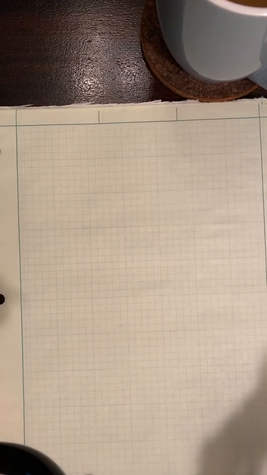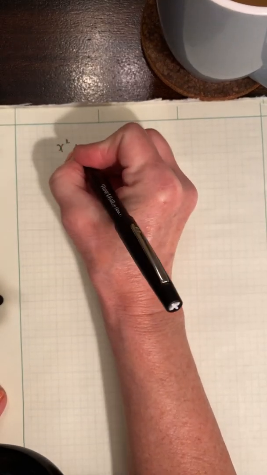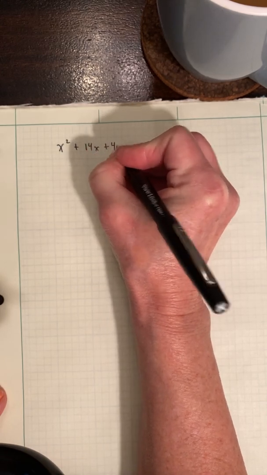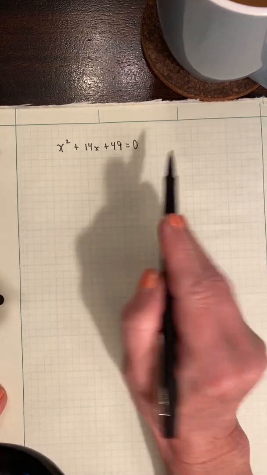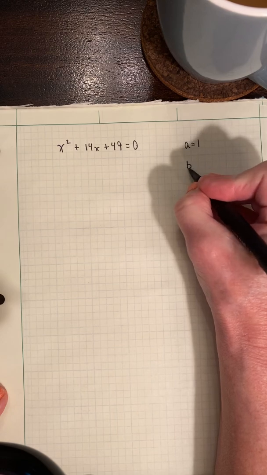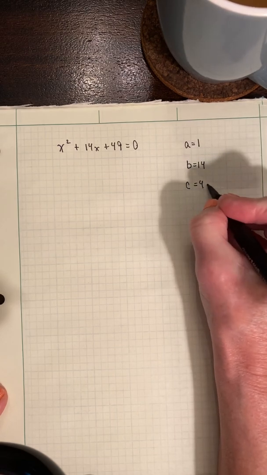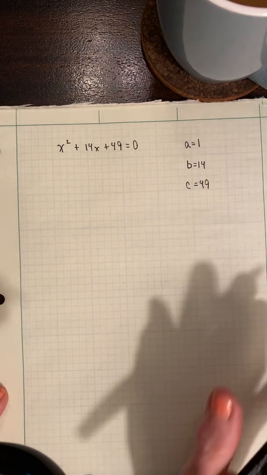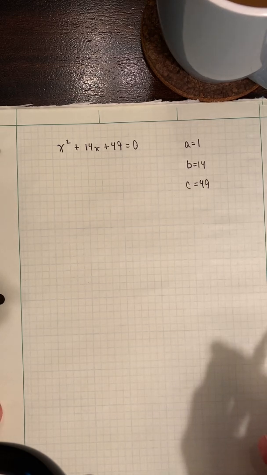Let's look at some more examples of quadratic equations. This is in standard form. A is 1, B is 14, C is 49. We'll solve it by factoring first, then the quadratic formula. You might want to pause the video and try the factoring first.